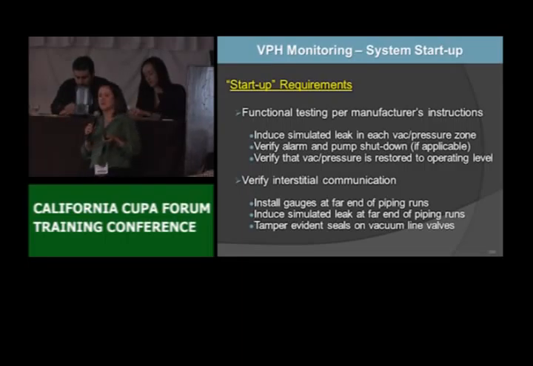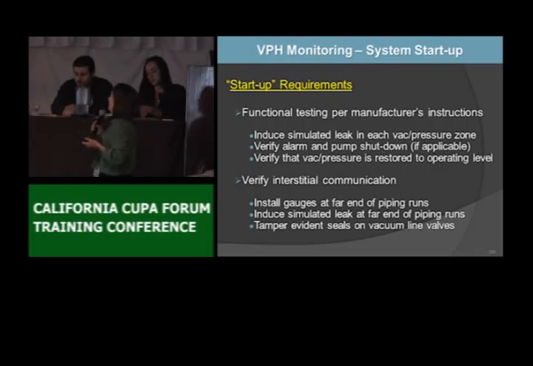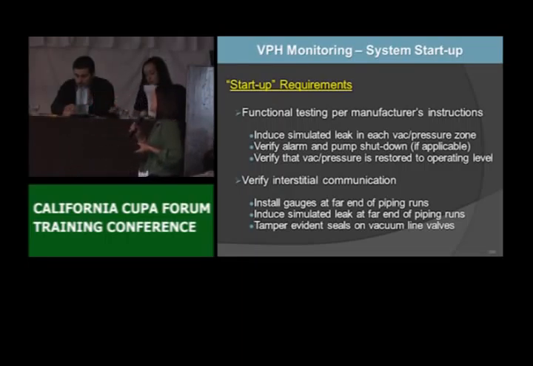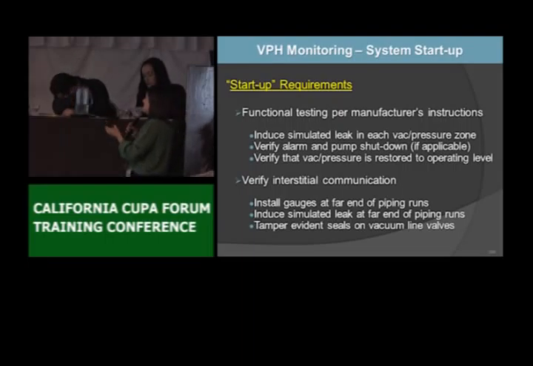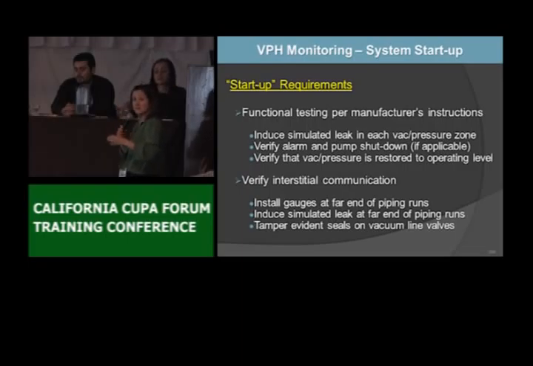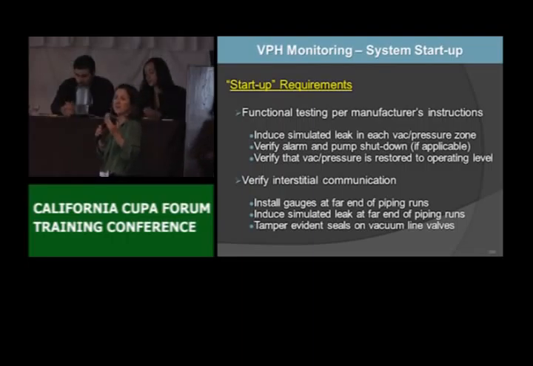Every once in a while, you see a scenario where they might verify the alarm when you simulate a leak, but really they've just simulated a leak in a 3-foot section, so you're not actually testing the entire piping run. So how can you verify that? A couple options. You can also induce a leak at a UDC as opposed to a sump, which is more common. You can install gauges at the far end of the piping runs to see if they go down. I've not seen this before, but I guess an option would be tamper evidence seals on vacuum line valves to make sure, maybe after your startup inspection, the system's not modified.